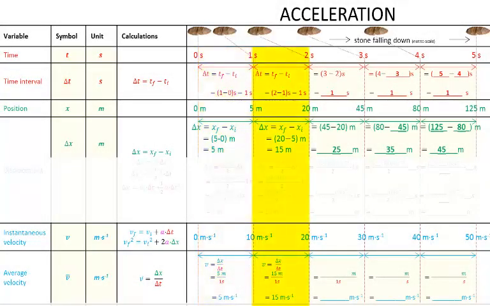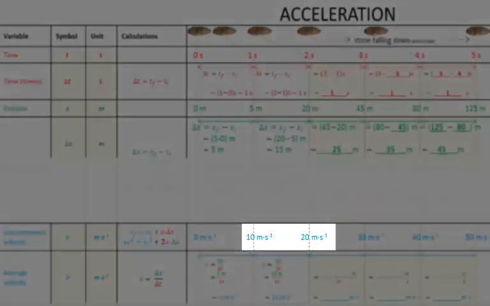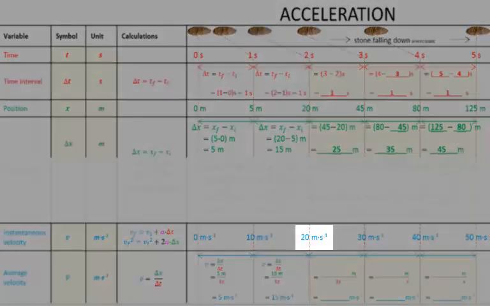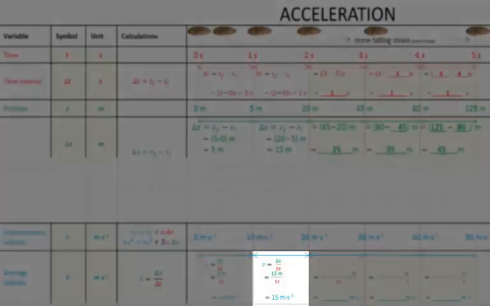Let's look at the next second long interval. We've already seen that the displacement for that interval was 15 meters. That interval had a time duration delta t also of 1 second. So the average velocity for that interval was 15 meters per second. Again, notice that that's halfway between the initial and final velocities for this interval. 10 meters per second is the initial velocity, and 20 meters per second the final velocity for this interval. 15 is halfway between the two.